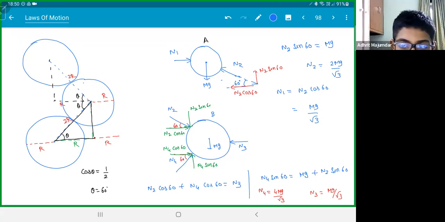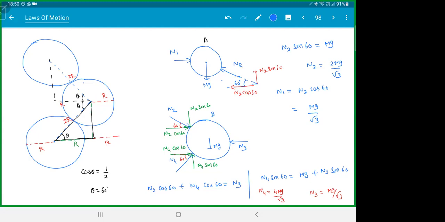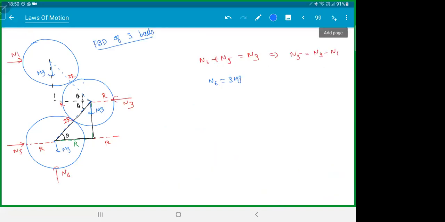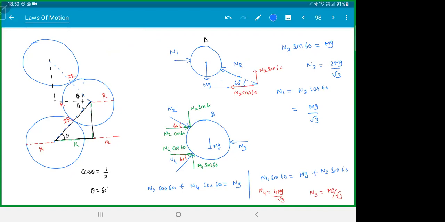Sir, like this, N5 will be 0. Why will 0 come? mg by root 3, N1 plus N5 is N3. So both are the same. N1, N3 both came equal? Yes, 0 will come. I don't think so. 0 will not come. Something is wrong. Check your values, Niranjan. So 0 should not come.